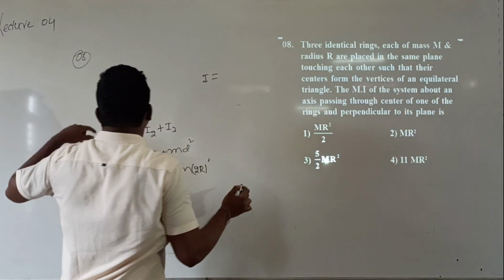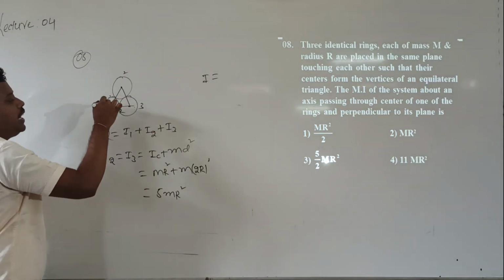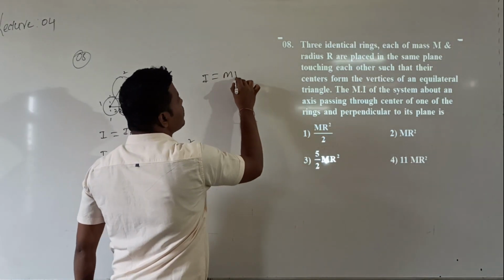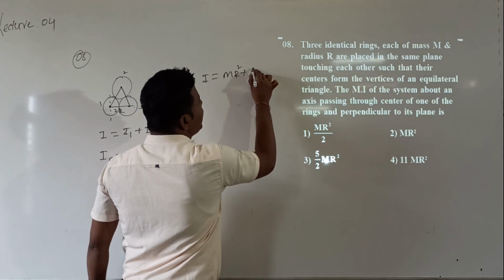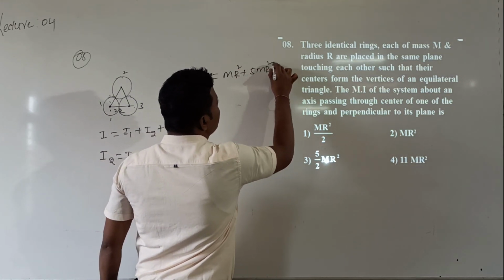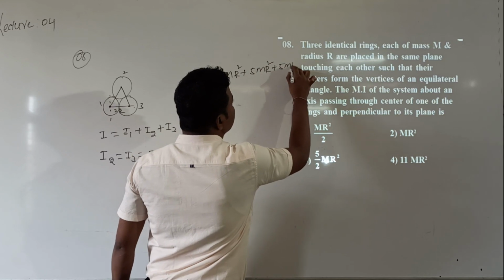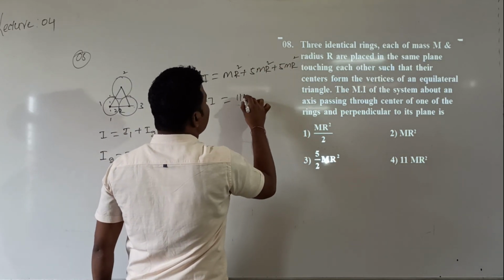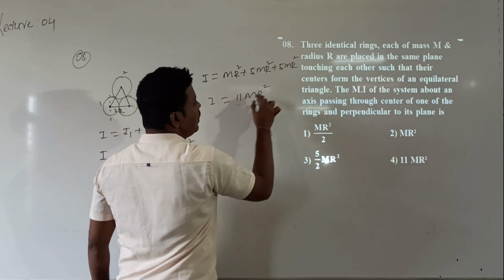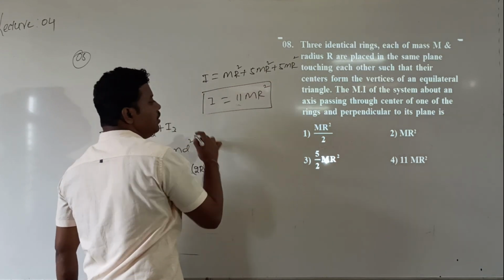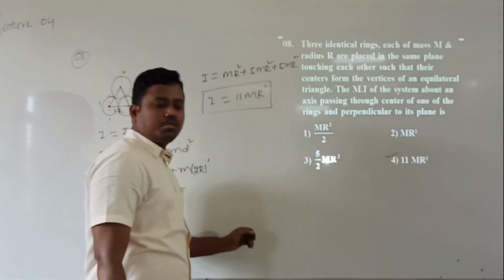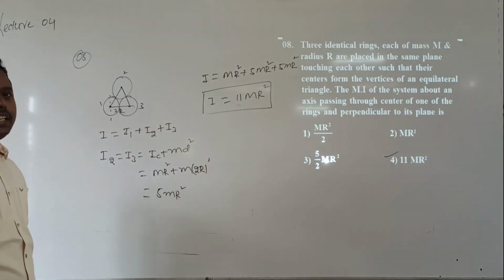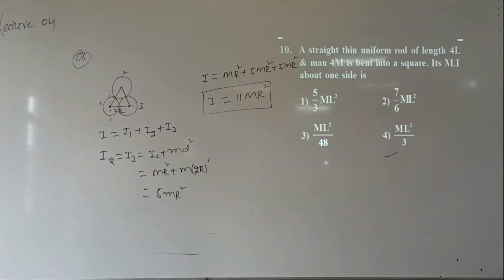I1 is the moment of inertia of the first ring about an axis through its center perpendicular to the plane, so that value will be m r square. Then m r square plus I2, 5 m r square, plus I3, 5 m r square. What is the total answer I get? The total answer is 11 m r square. Understood? Which option? Fourth option. Question clear now? So this is question number 8. Next question.